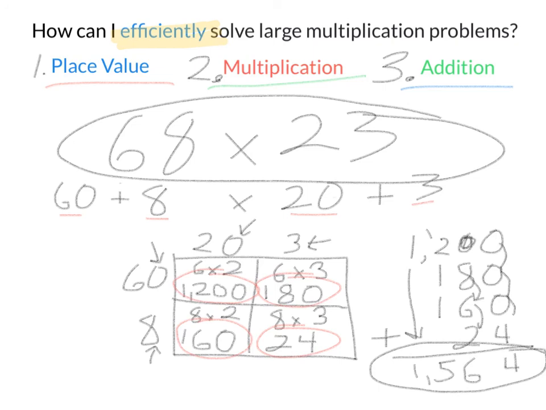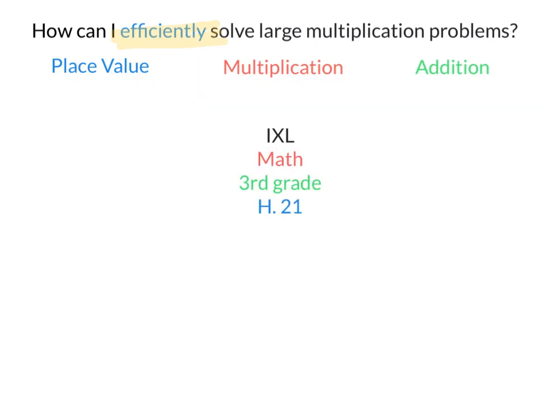Now you're going to get an opportunity to practice this on IXL. I want you to log on to IXL. I want you to select Math because you won't find anything we just talked about in Language Arts. I want you to go into 3rd grade, not because you're a 3rd grader necessarily, but just because that's where IXL keeps this skill, and select Section H, Skill 21. And most of it is going to focus on the addition.